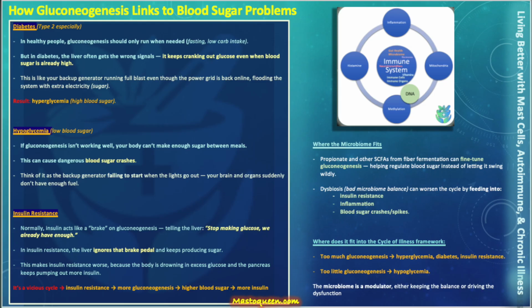So where does this fit into the cycle of illness framework? Too much gluconeogenesis drives hyperglycemia, diabetes, and insulin resistance. Too little gluconeogenesis drives hypoglycemia. The microbiome acts as a modulator, either keeping the balance or driving the dysfunction.